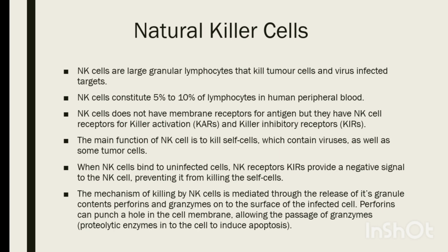The mechanism of killing by NK cell is mediated through the release of its granule contents, perforins and granzymes, onto the surface of the infected cell. Perforins can punch a hole in the cell membrane, allowing the passage of granzymes. Granzymes are proteolytic enzymes that enter the cell and induce apoptosis. Apoptosis means programmed cell death.